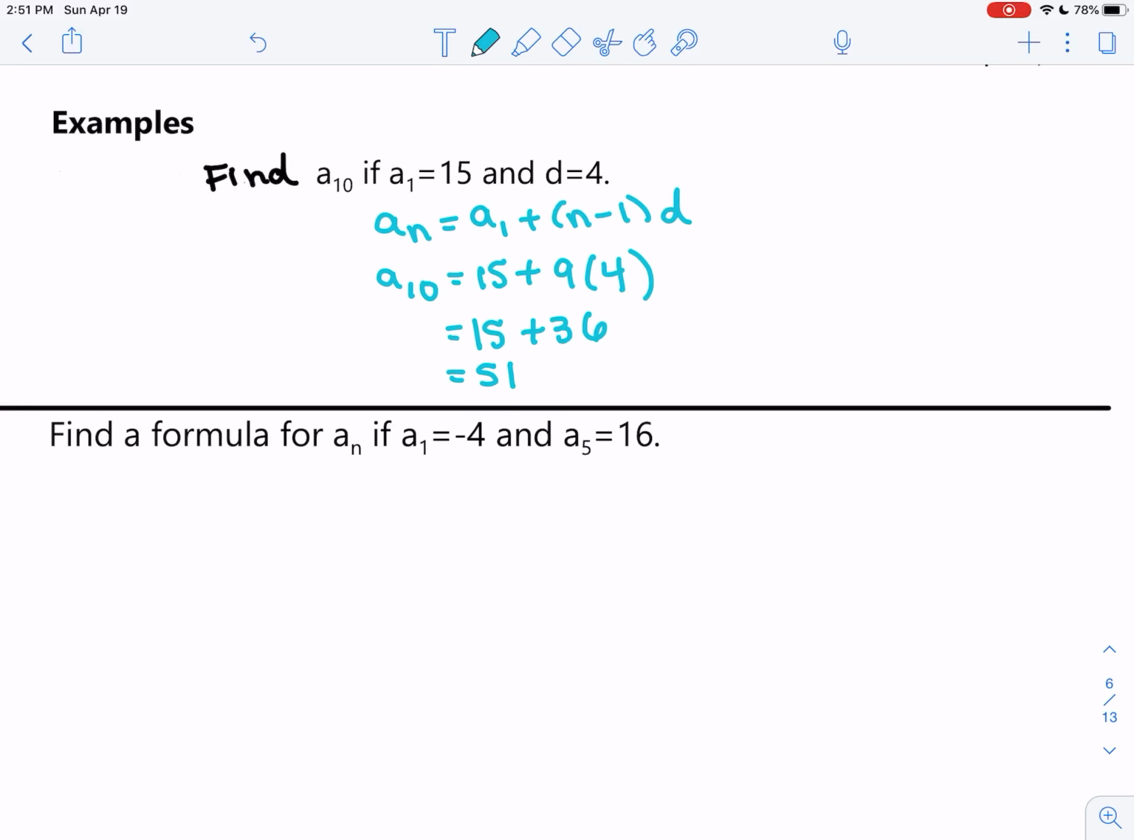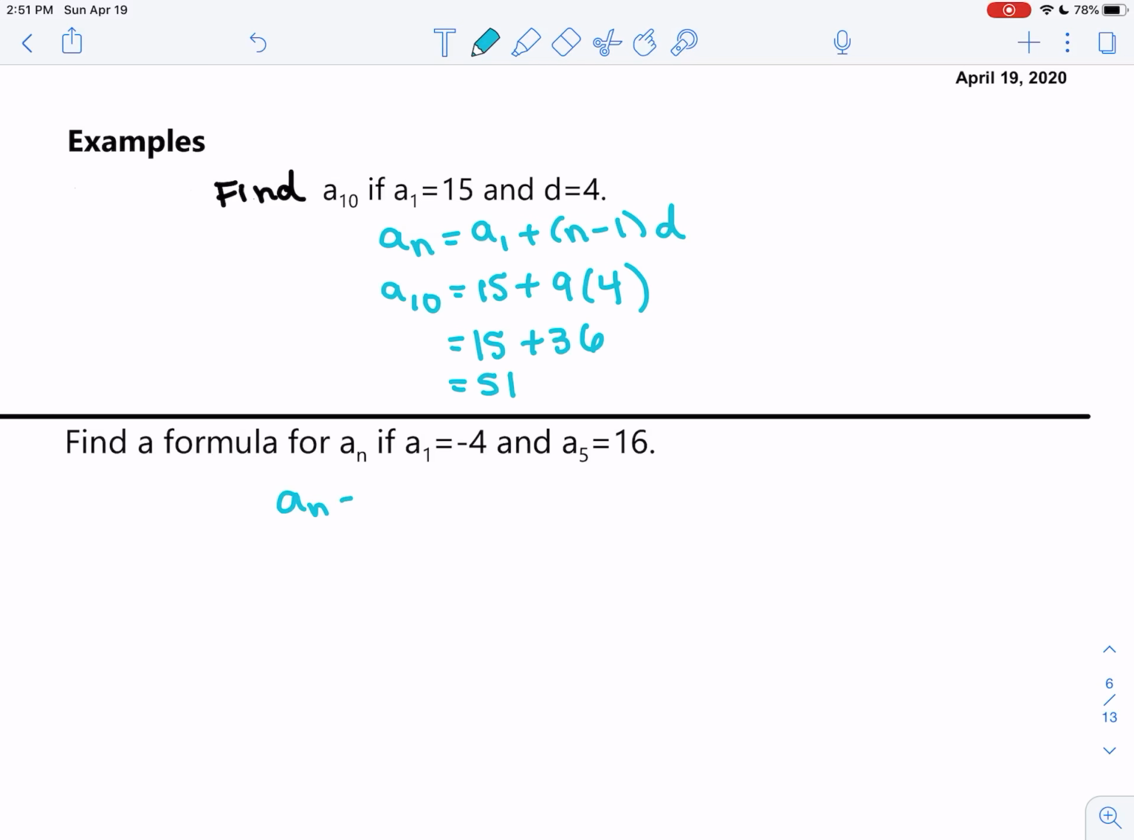How about this one? Find a general formula for a sub n, if the first term is negative 4 and the fifth term is 16. So my general formula, again, looks like this. So I want a formula for a sub n. Do we know our first term? Yes, that is negative 4. However, we don't yet know what D is, right?